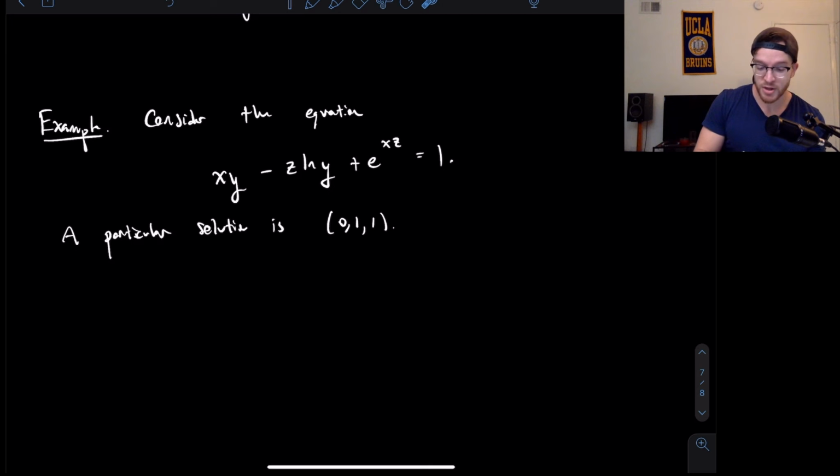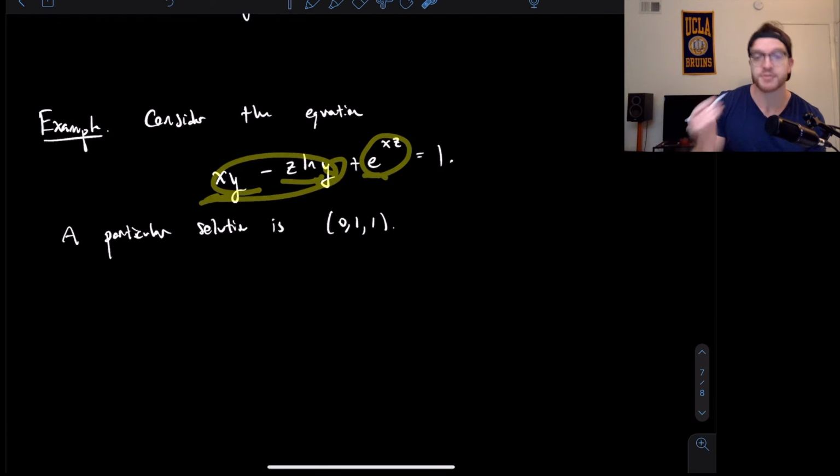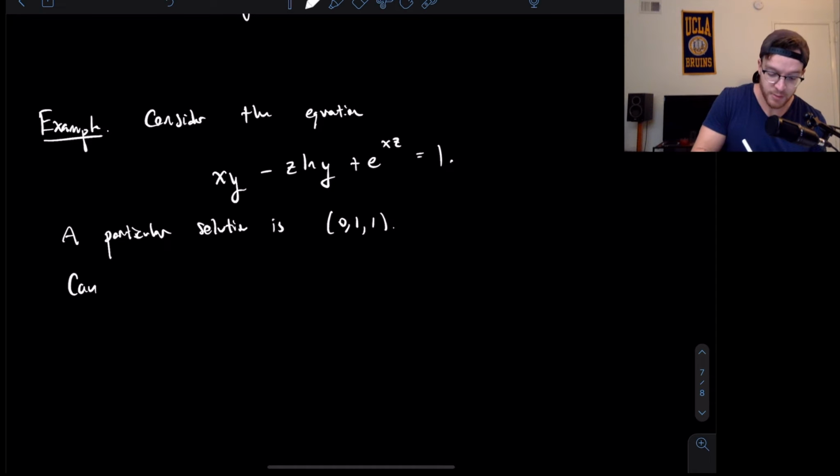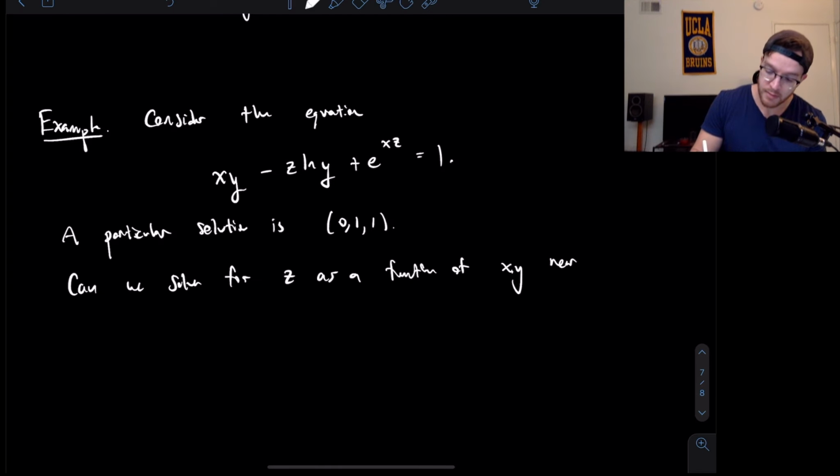So we can just check, right? This will be 0, 1, log of 1 is 0, so this is 0. So 1 equals 1. Okay, so that checks out. So the question that I want to ask is, can we solve for z as a function of x and y near this point?